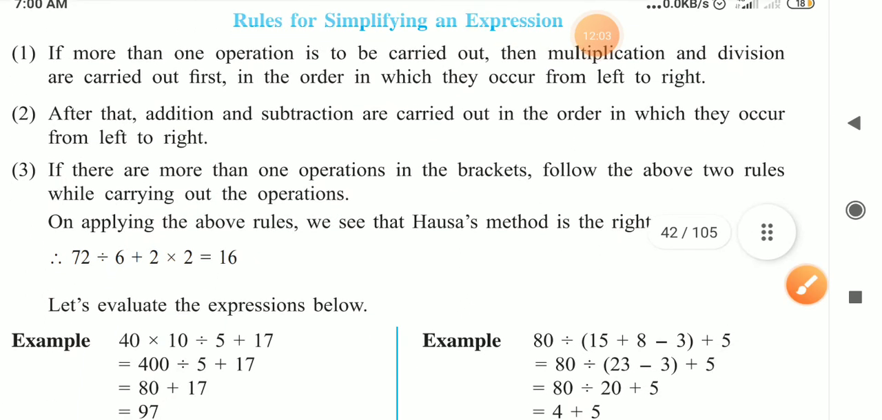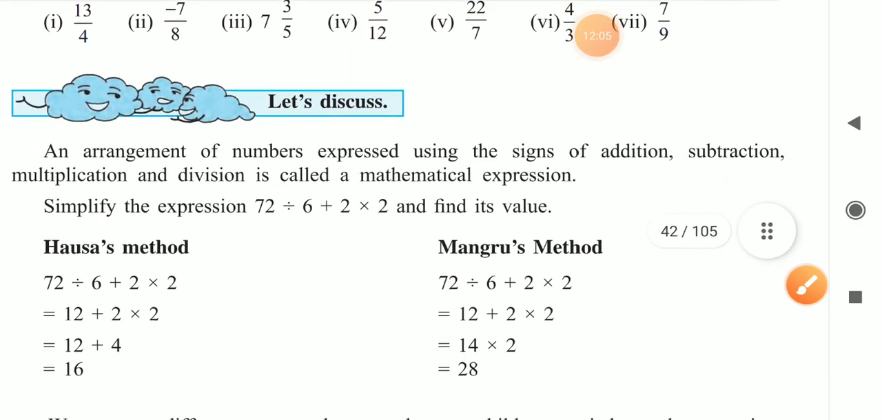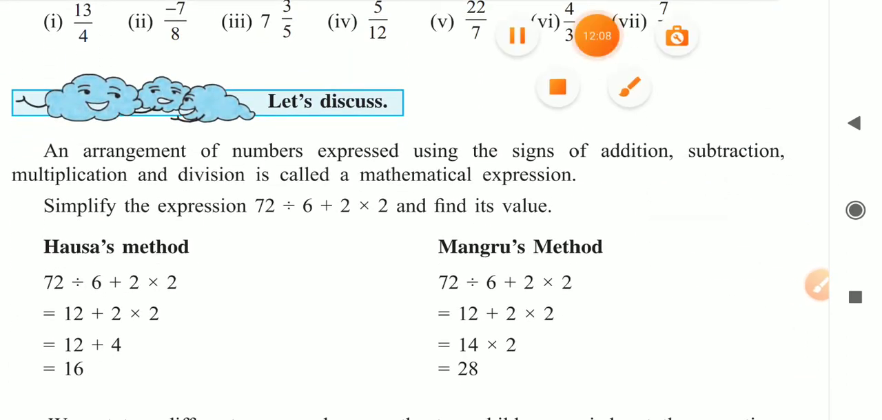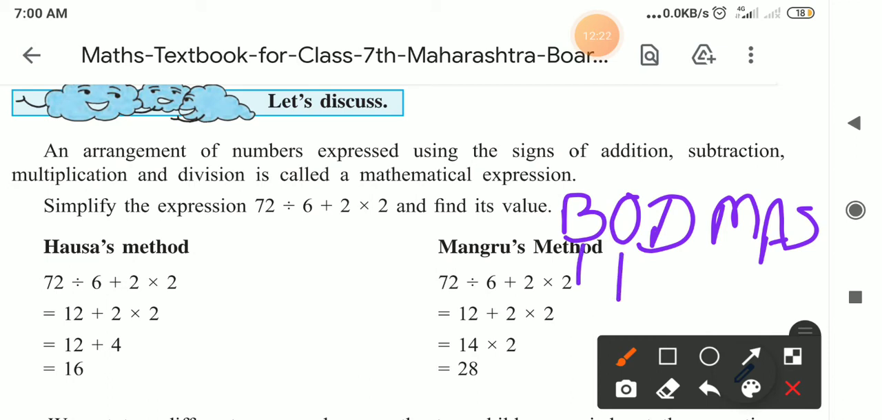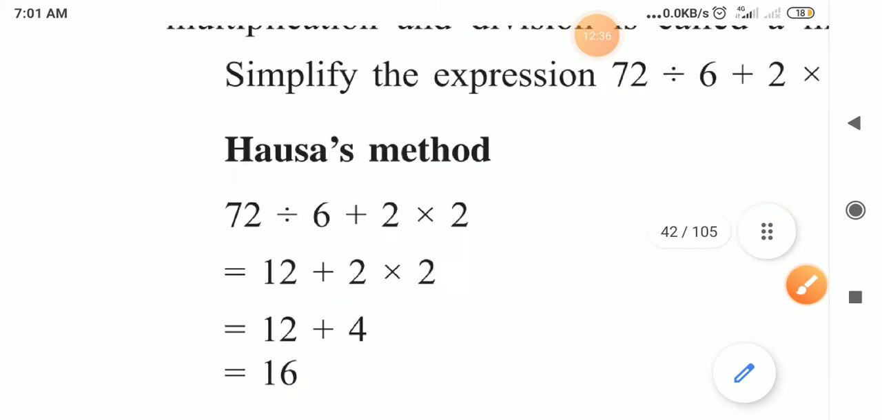And this is called the BODMAS rule. B for bracket: if a bracket is there, we have to solve the bracket first. Then O for of, then division, multiplication, addition, subtraction. If there is no bracket, check from left to right: if division is there, solve division, then multiplication, addition, and then subtraction. So let's check whose example is correct.